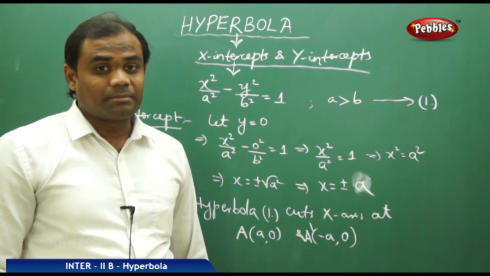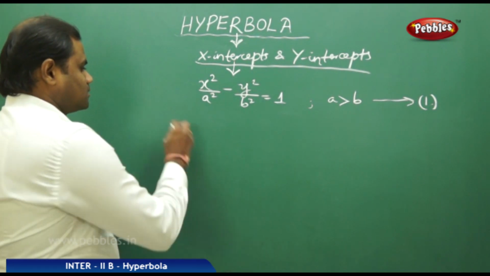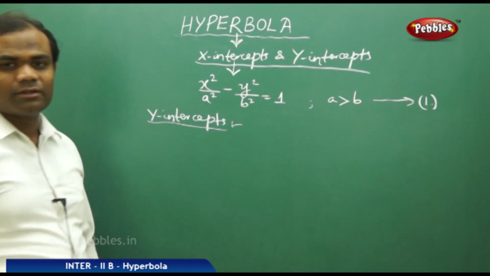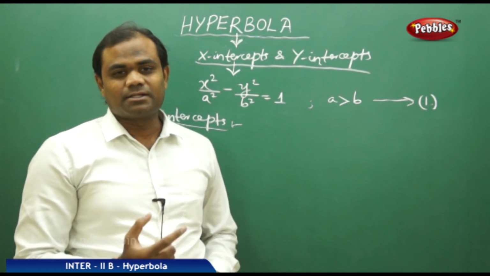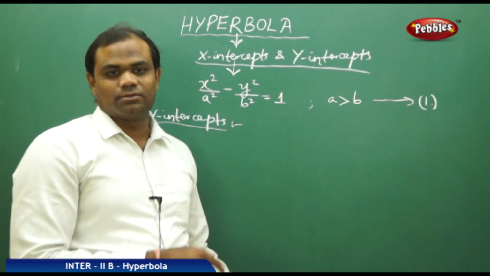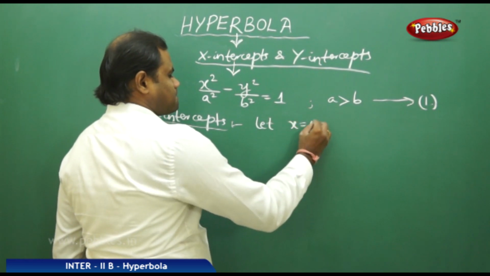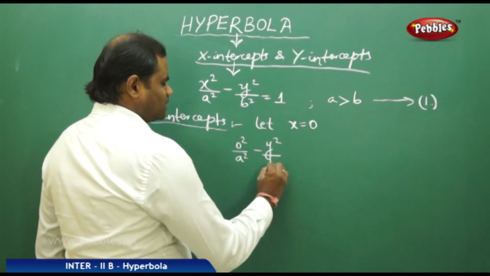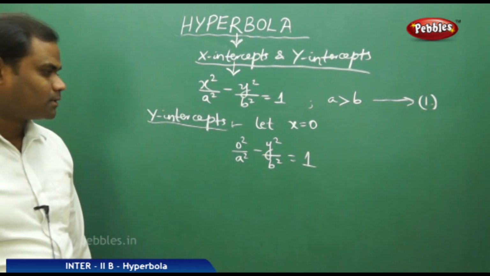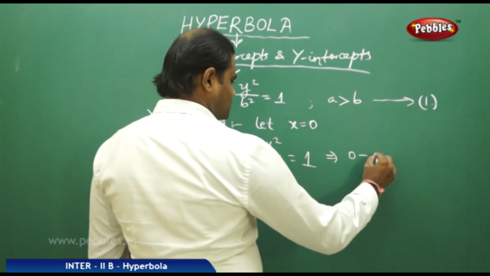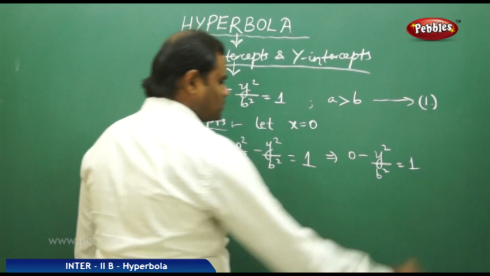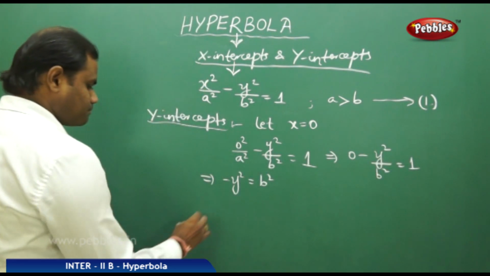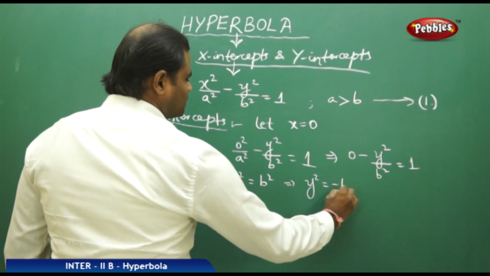Similarly, let's see the y-intercepts of the hyperbola. Now next comes the finding of y-intercepts. In order to find the y-intercepts, we assume x equal to 0. To find x-intercepts, y equal to 0. To find y-intercepts, x equal to 0. So let x equal to 0. Then equation 1 reduces to 0 square by a square minus y square by b square equals 1. And this, on further simplification, gives 0 minus y square by b square equal to 1. That implies minus y square equal to b square on cross multiplication. That implies y square is minus b square.